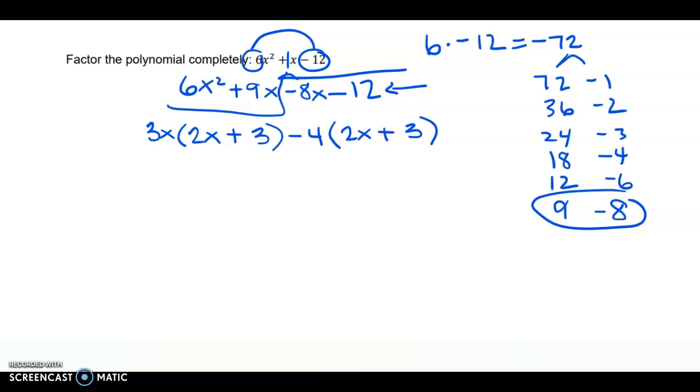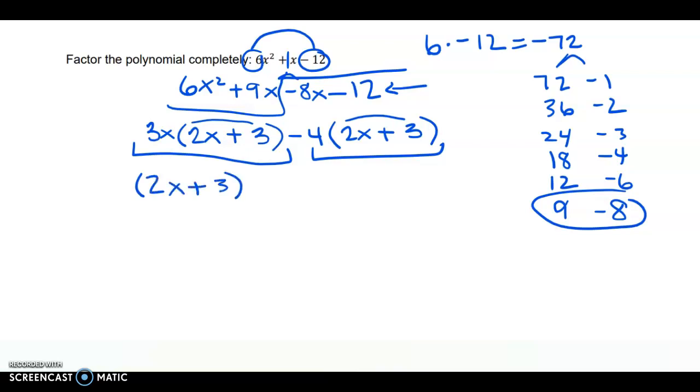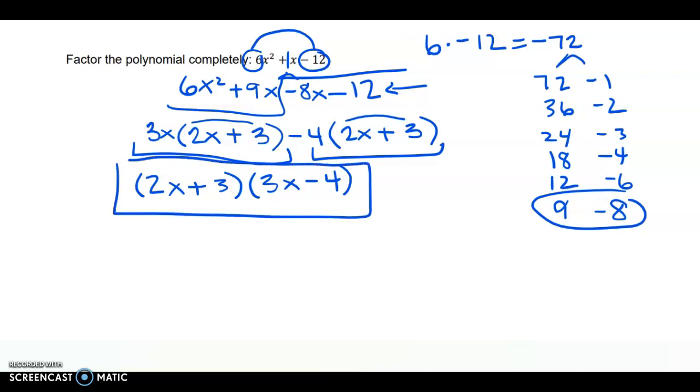So good news here, we've got 2x plus 3 in both of these sets of parentheses, so that tells us we did it right. We've got one term there, one term here, and so we'll factor a 2x plus 3 out of both terms. In the first term, I'm left with 3x. In the second term, I'm left with minus 4, and that will be my final answer. Again, if you want to check this, FOIL it out and make sure you get the original answer.